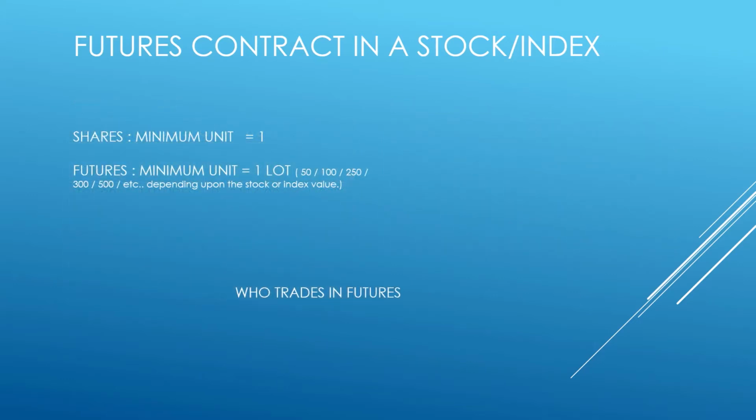Now let's look at who actually trades in a stock or an index and how much. When we trade in a share, we can trade even as small as one share. That means the minimum unit that we can trade in a share is one share. But in futures, there will be a minimum unit. There will be one lot, which could be 50 or 100 or 250, depending upon the stock or index's value.